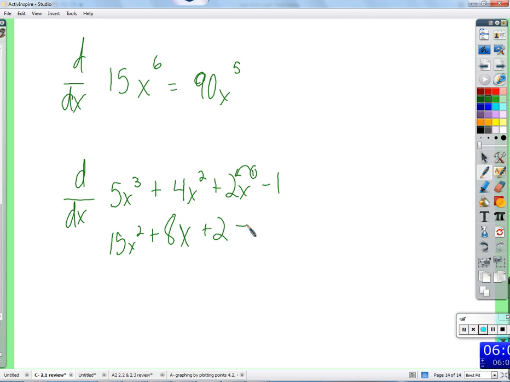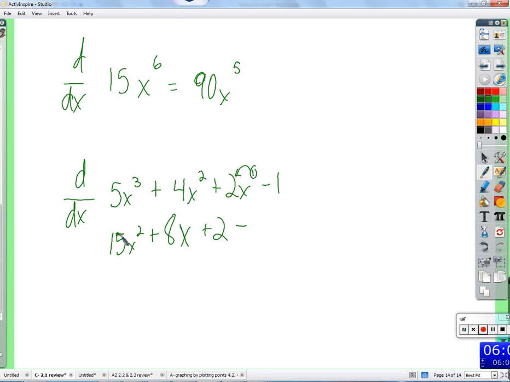So that's the question. What's the derivative of this guy? Really, these are separate functions, right? 5x cubed is a function. 4x squared is a function. 2x is a function. Negative 1 is a function. And we put them all together. We add all their y values. So far we've been doing fine.